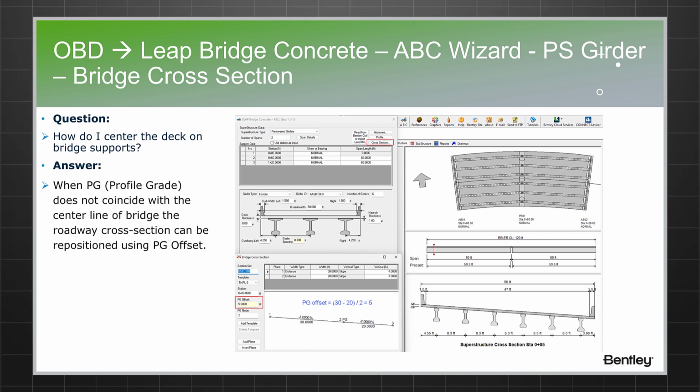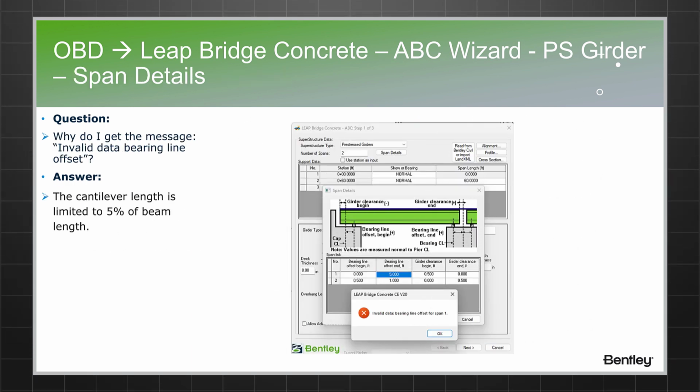And this PG offset option is available in the bridge cross section window, wherein the user can calculate that particular value and input that value there, and then later on they can reposition the deck with respect to the bridge support. While modeling the bridge using the wizard, if the user tries to input the span details, for example, the bearing line begin offset, the bearing line end offset, the girder clearances for the begin and end.